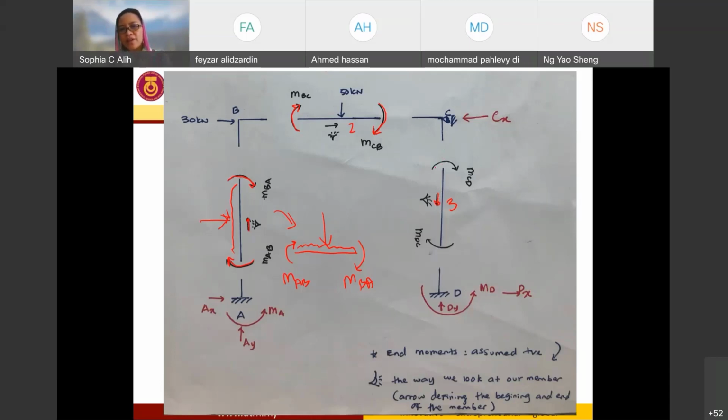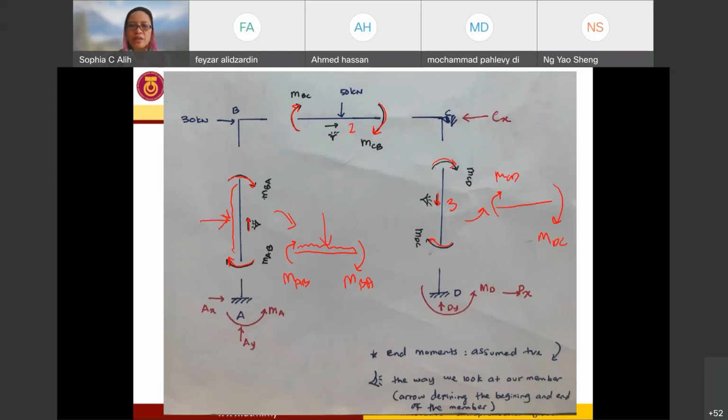If I cut it, then I will have an end moment acting in the clockwise direction, MCD, and another end moment acting on it close to support D. I notate it as MDC, also clockwise. So if I want to look into it as a horizontal member, I just need to rotate it 90 degrees, and it is going to be something like this. So this is the MCD, and another part here is going to be MDC.